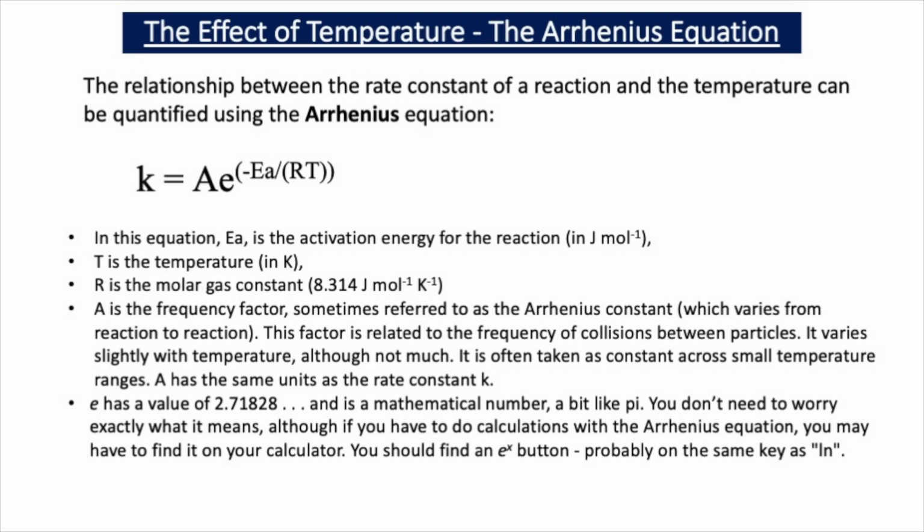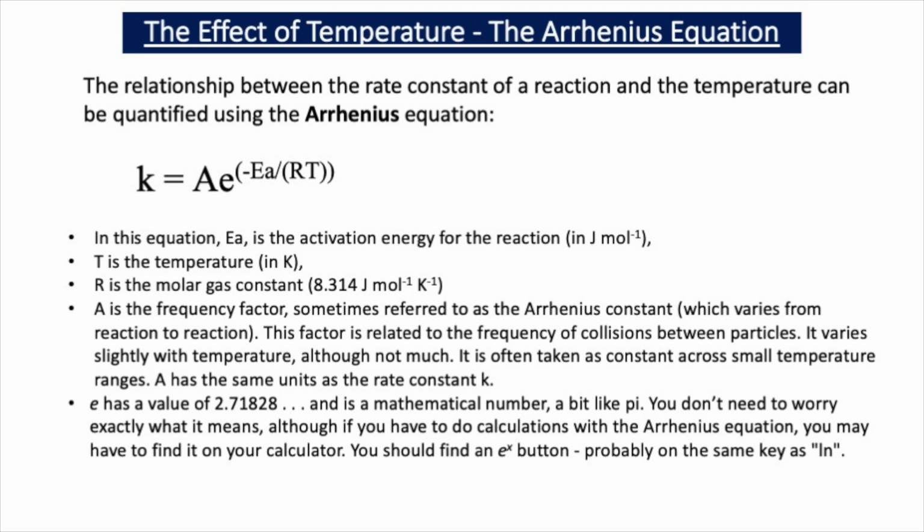Now T is the temperature, and when using this equation, the temperature must be in Kelvin. Now remember, 0 degrees C is 273 Kelvin. Now R is the molar gas constant, and it has a value of 8.314 joules per mole per Kelvin, and this is given to you in exam questions because it's on the data sheet if you're studying the WJEC course.